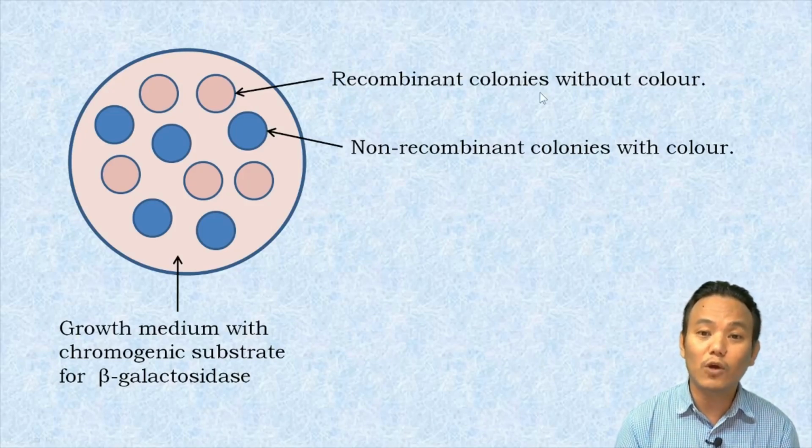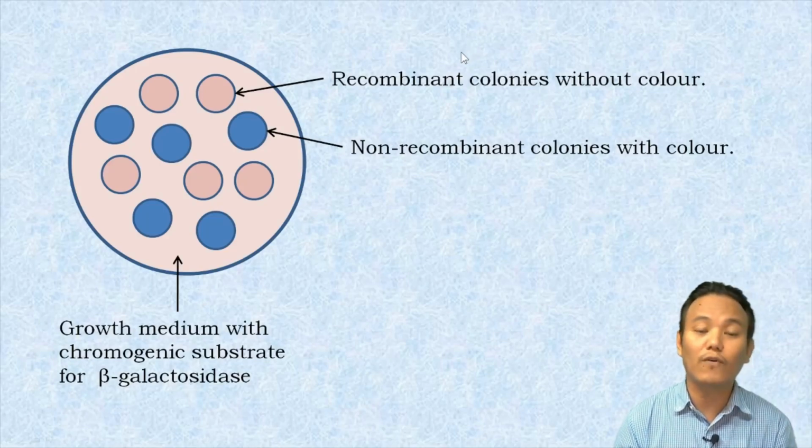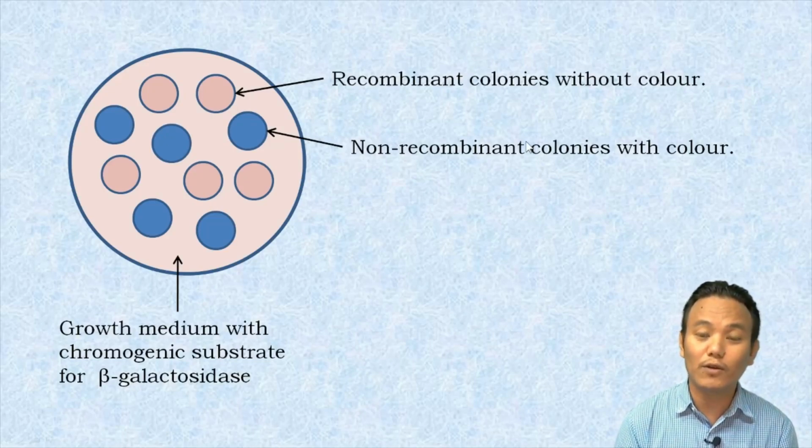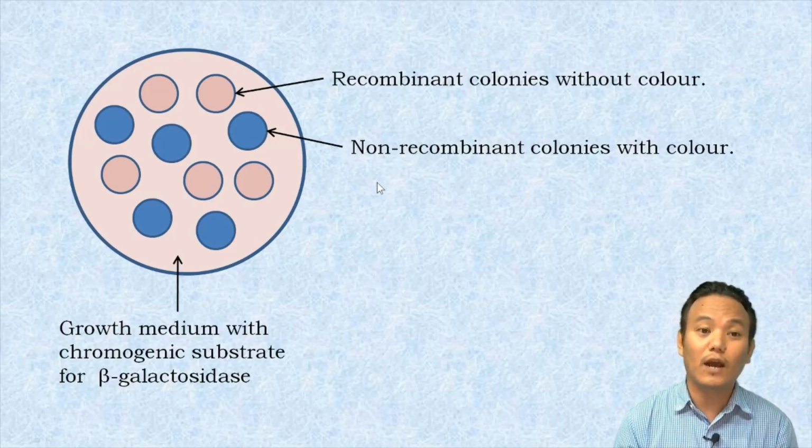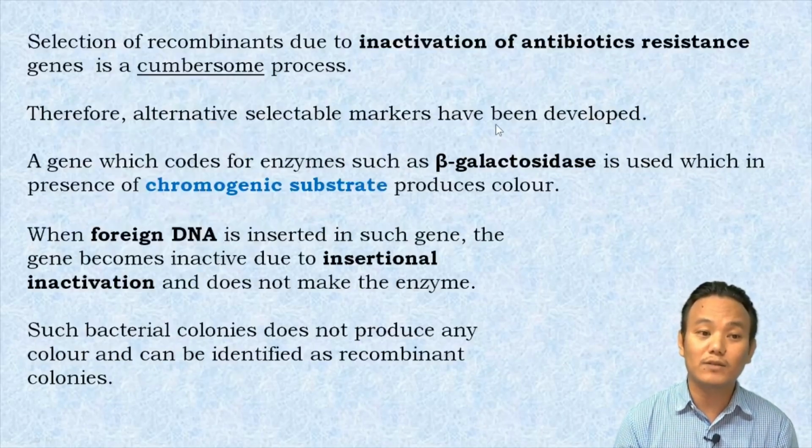Because inside the recombinant colonies, the gene which codes for beta-galactosidase has been inactivated due to insertion of foreign DNA, and therefore they are recombinant colonies. And in these non-recombinant colonies, their beta-galactosidase gene is not inactivated, so they are non-recombinant colonies. So I hope it is clear how alternative selectable markers, such as genes which code for enzymes such as beta-galactosidase, are a good option against the use of antibiotic resistance selectable markers.